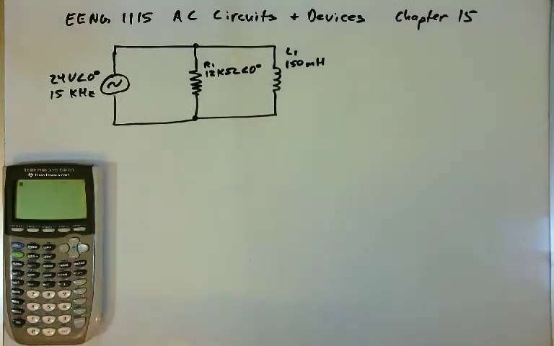Let's solve a parallel circuit. We have 24 volts at 0 degrees running at 15 kilohertz and a resistor and an inductor in parallel. The resistor is 12 kiloohms at 0 degrees. The inductor is 150 millihenries.